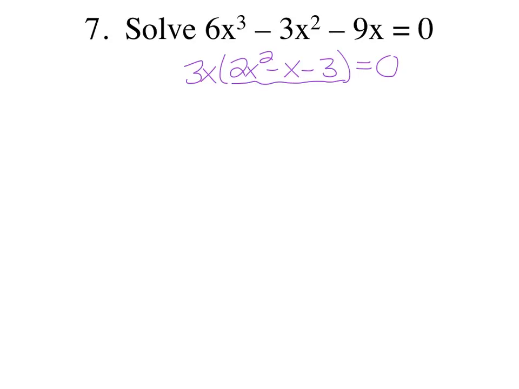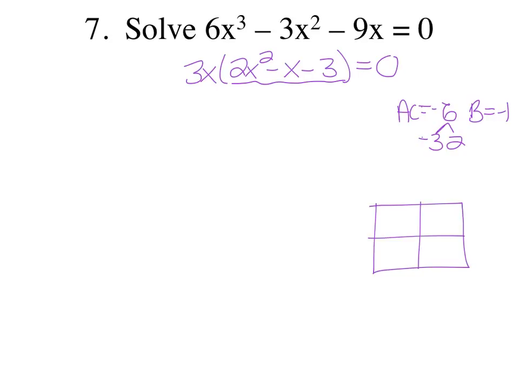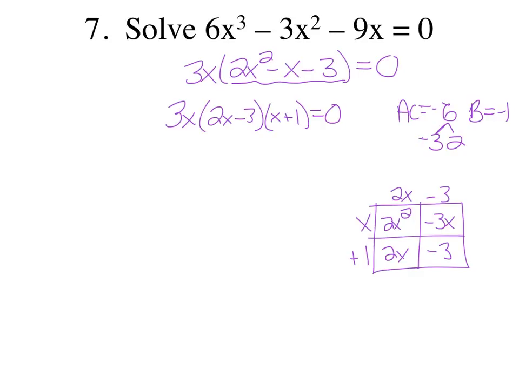So we would do a times c, which is negative 6, and then b is negative 1. And I already know factors of negative 6 that should give me negative 1 are negative 3 and 2. So at this point, if you're a box method person or a guess and check person, this is what you're going to want to do from this point, and then press play when you're ready to move on. So you should have ended up with factors of 2x minus 3 and x plus 1.